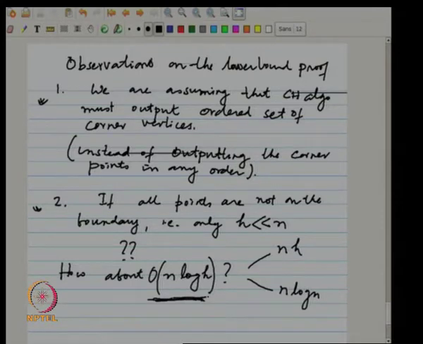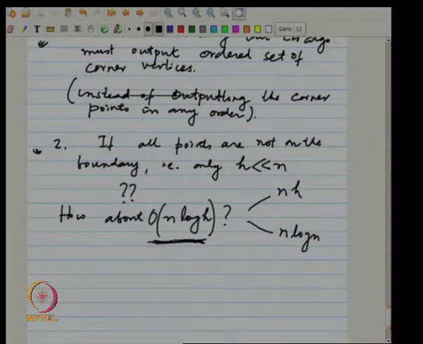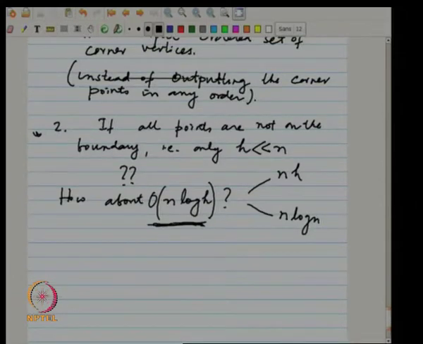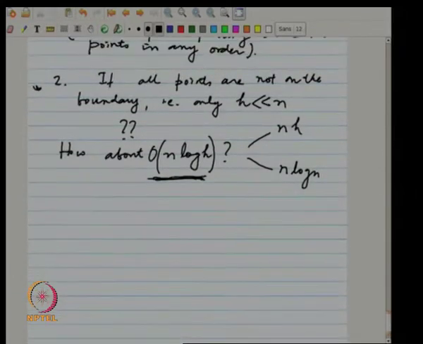So, let us first try to design something better. I will give you the idea and then we will carry on next time.